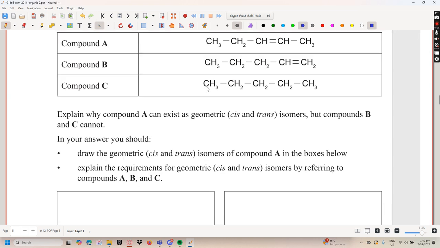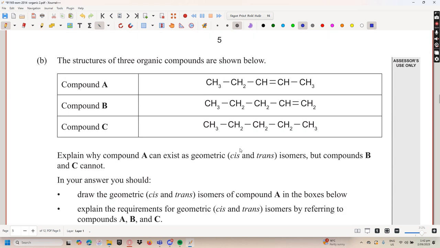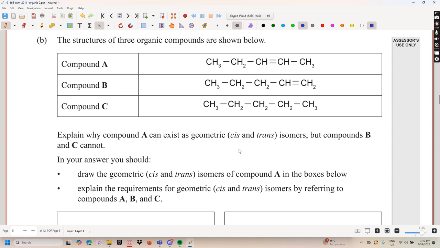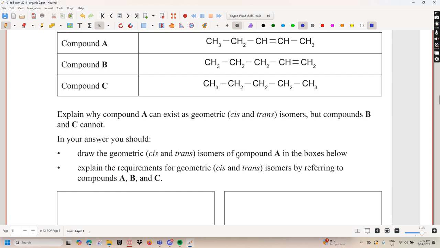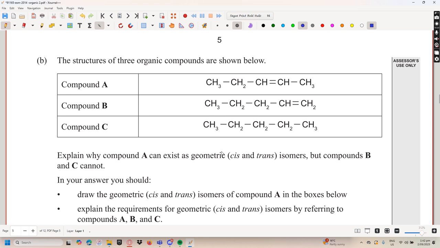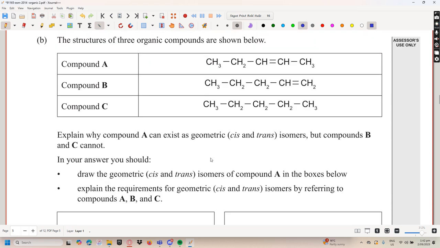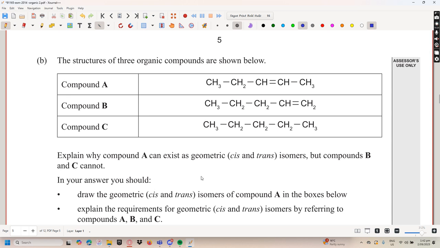Explain why compound A consists of geometric cis-trans isomers, while compounds B and C cannot. In your answer, you should draw the cis and trans isomers of compound A, and explain the requirements, referring to compounds A, B, and C.